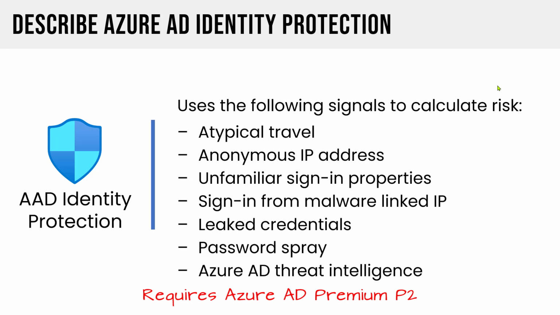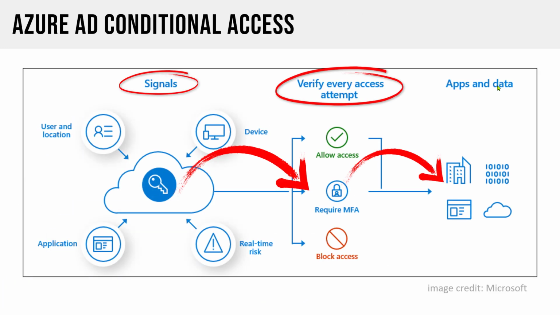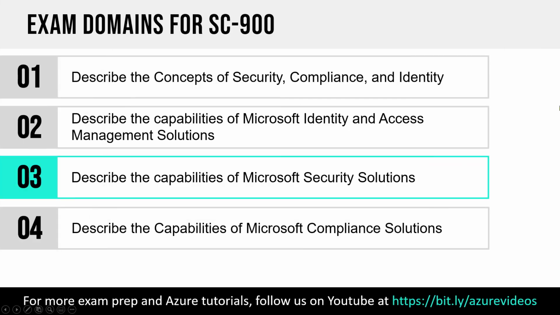And again, this one also requires Azure AD Premium Plan 2. So like Privileged Identity Management, Identity Protection is also a feature of that Azure AD Premium P2 level. And again, in Azure AD Conditional Access, we only get that real-time risk evaluation if we have Azure AD Identity Protection in place. And that's a wrap for Domain 2.